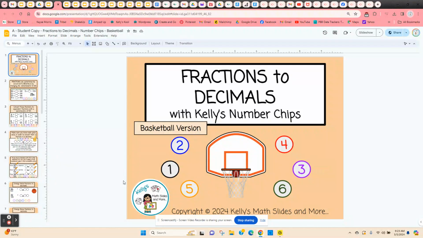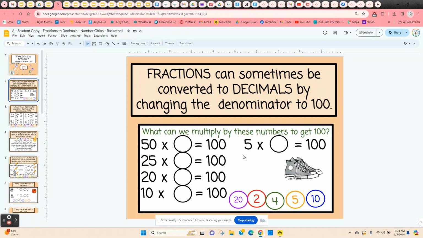Fractions to decimals using number chips. This is the basketball version, and this is a digital lesson that helps students convert fractions to decimals. So the lesson starts pretty easy. They're going to be moving these number chips into place, and we're just looking for what numbers we multiply by each of these to get 100.